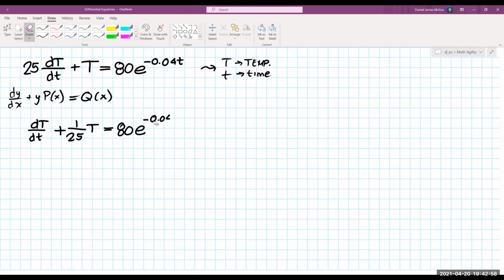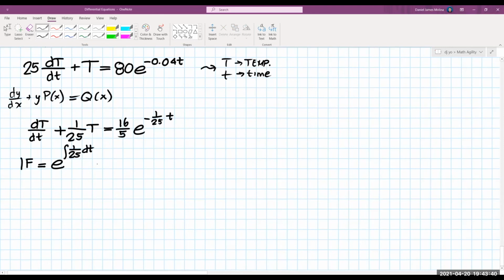Actually, the exponent of e we can rewrite as negative 1 over 25 t, so that we will deal with fractions only. I'm sorry, we also have to divide 80 by 25. That is 16 over 5. Now we can solve for our integrating factor. That is e raised to the integral of the multiplier of T, that is 1 over 25 dt.